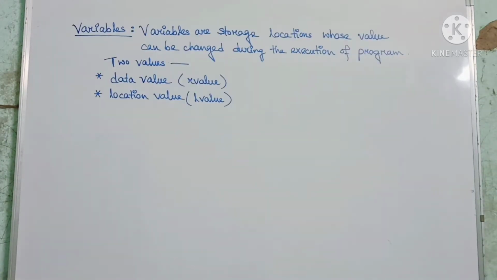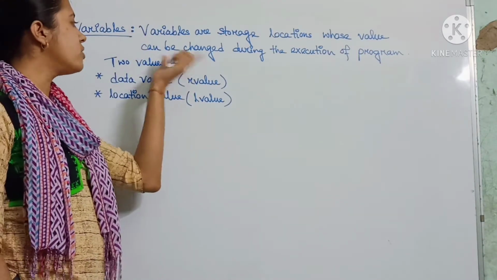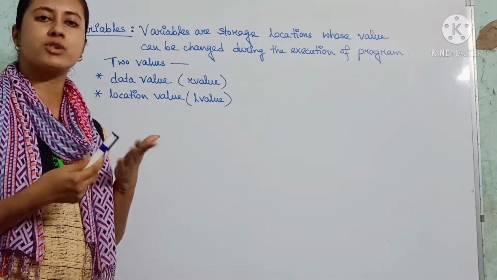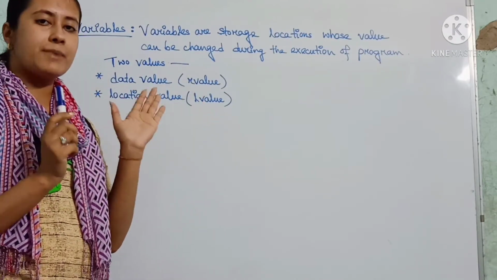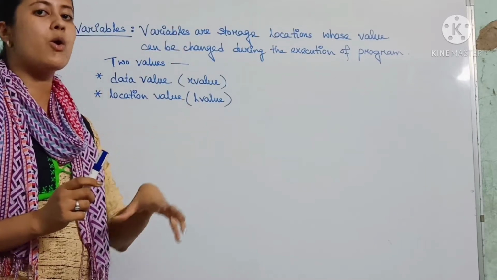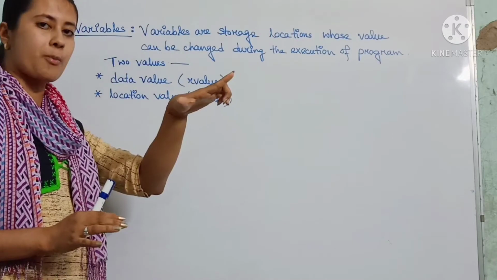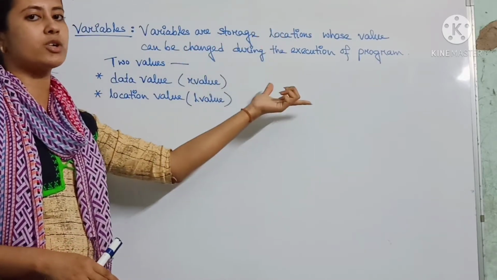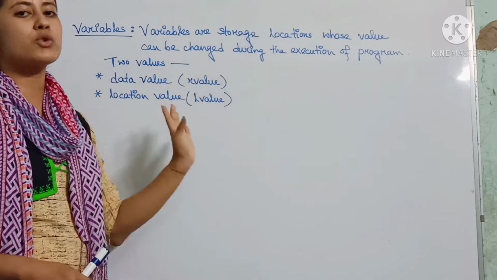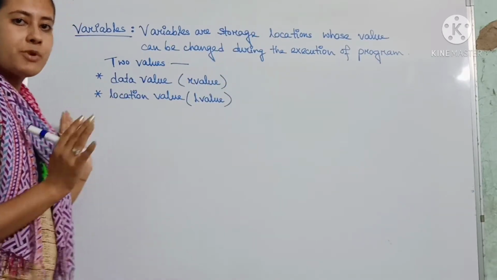Now comes the variables. What are variables? Variables are storage locations whose value can be changed during the execution of the program. Constant was what? Its value will remain constant during the whole program execution. Its value will not change. And variable is just the opposite. It means it can be changed during the execution of the program. It's just a storage allocation that allocates some memory in our computer system.